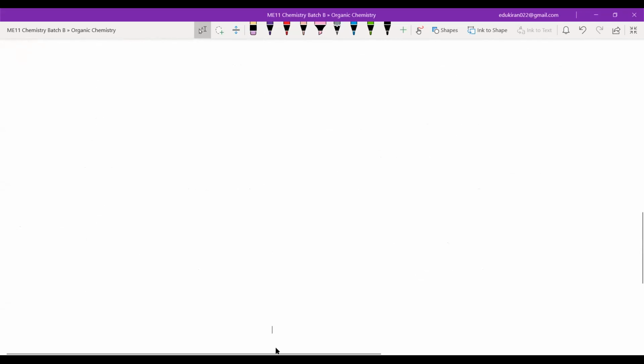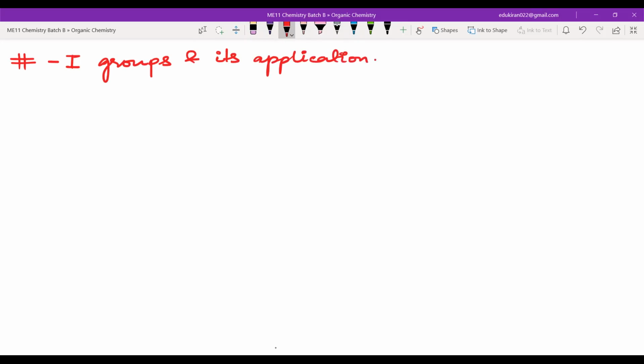So right next, so the groups, let us first of all write. This is more important, okay? The plus I groups. Okay, wait a second. Let us first of all write minus I groups. They will have more applications. Minus I groups and its application. Okay, minus I group and its application. Okay. Now, the order, first of all, we should write the order of minus I groups.